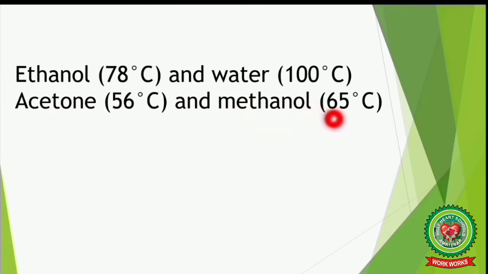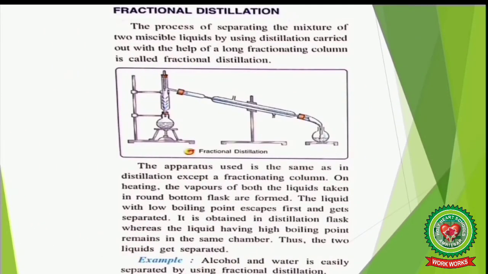Another example is a mixture of acetone and methanol. As you can see, difference in the boiling point is 9 degrees Celsius, which is quite less than 30 degrees Celsius. So, fractional distillation will be used to separate a mixture of acetone and methanol. Let's read the topic for better understanding.